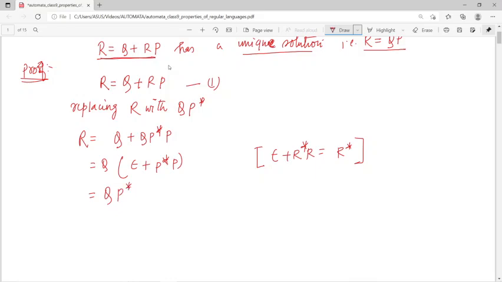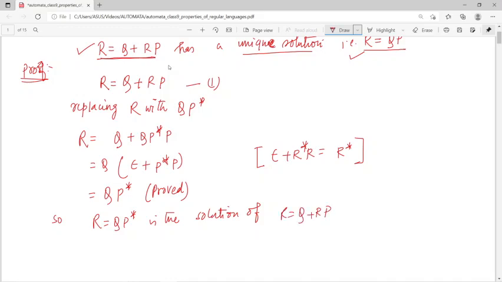So this gives Q P star, that is the one way proof. That means we are given an equation and that is the solution of the equation. So we put this solution in and we will get back this. So that is the one way proof, that means just putting this value. So from this proof, what we get is that R equals QP star is the solution of R equals Q plus RP.